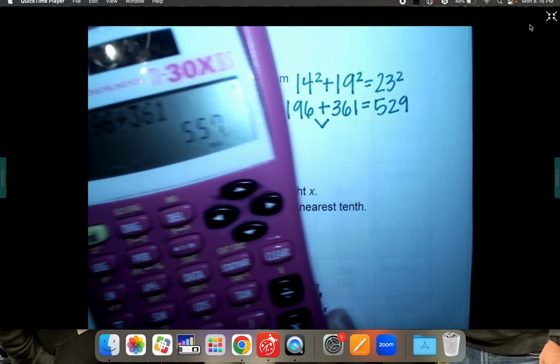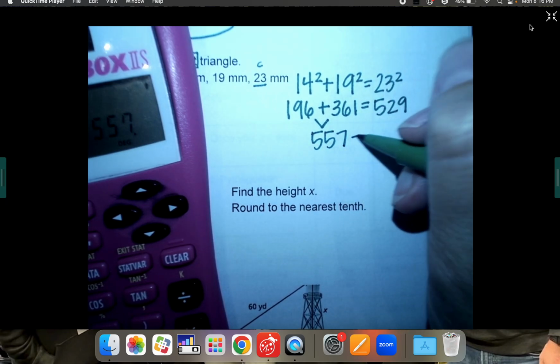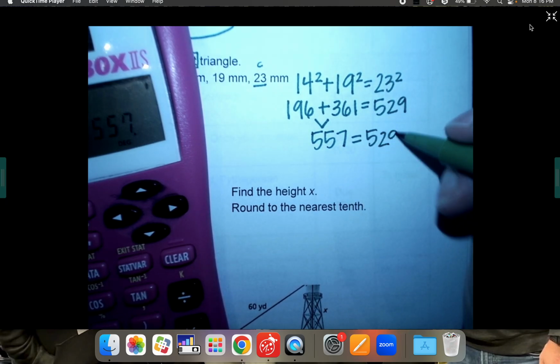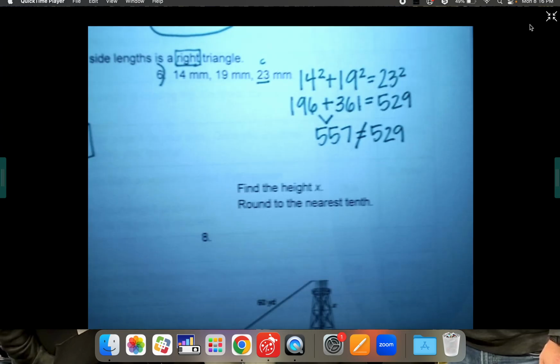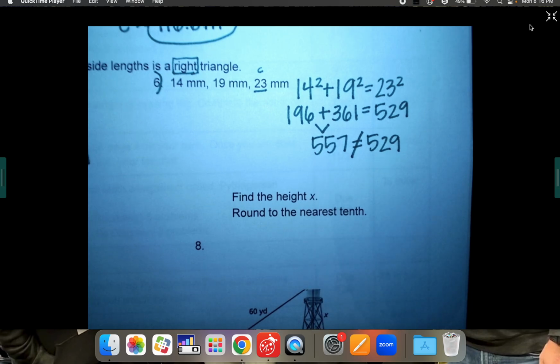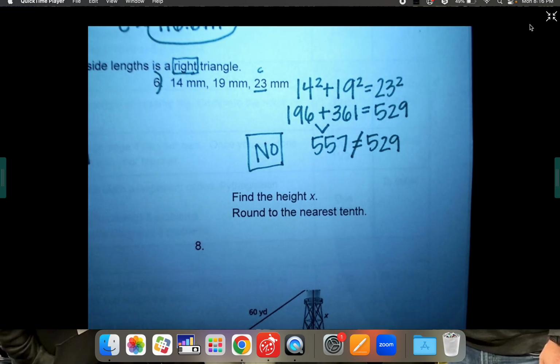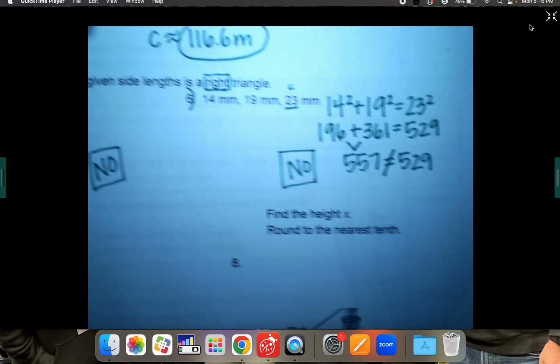That equals 557. So 557 and 529 are definitely not equal. So once again, usually you have a yes and a no, but that's not always the case. This one is a no and a no. These cannot possibly be right triangle lengths.